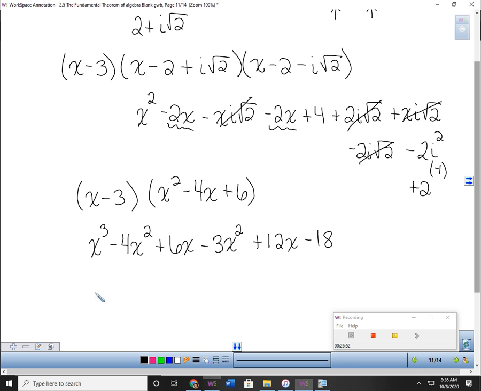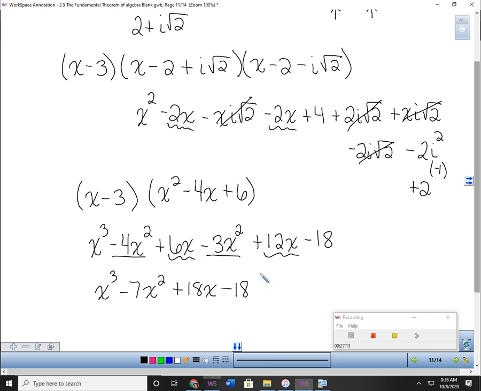So combine your like terms, get everything in order. So we have an x to the third, and then we have negative 4x squared and negative 3x squared. That's negative 7x squared. 6x and 12x, that gives me 18x. And then minus the 18. So if I just wanted the equation, then you would just give me that equation.